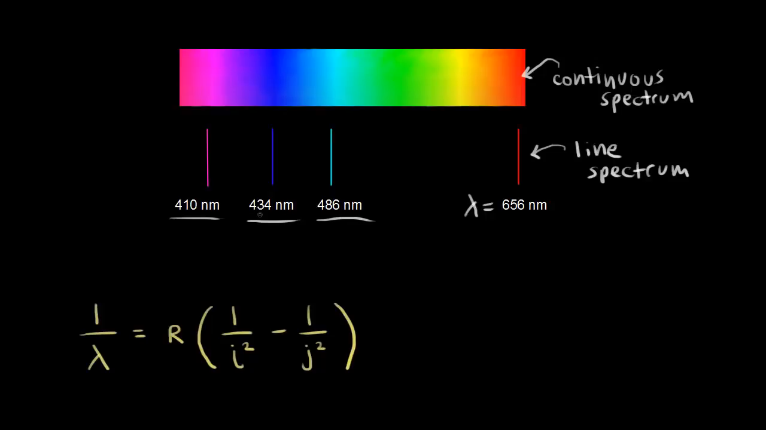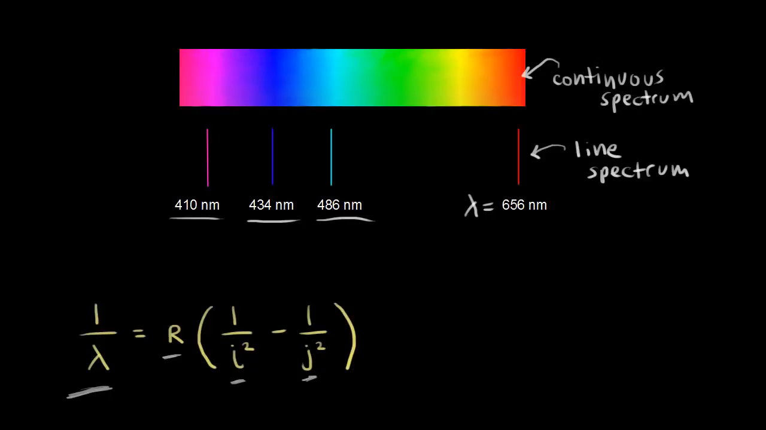And since line spectra are unique, it's pretty important to explain where those wavelengths come from. And we can do that by using the equation we derived in the previous video. I called this equation the Balmer-Rydberg equation. And you can see that 1 over lambda, lambda is the wavelength of light that's emitted, is equal to R, which is the Rydberg constant, times 1 over I squared, where I is talking about the lower energy level, minus 1 over J squared, where J is referring to the higher energy level.